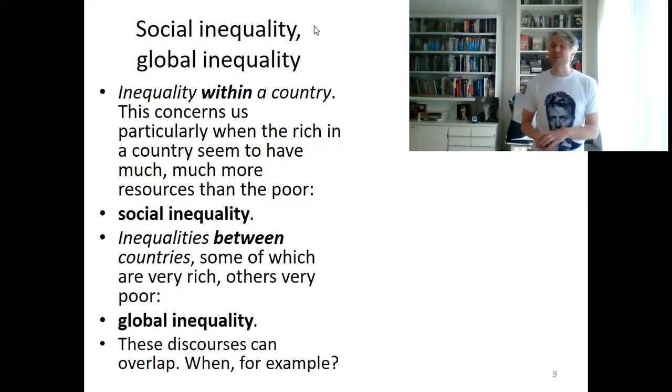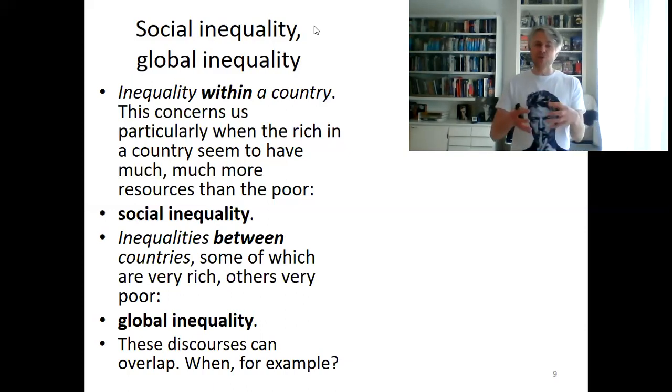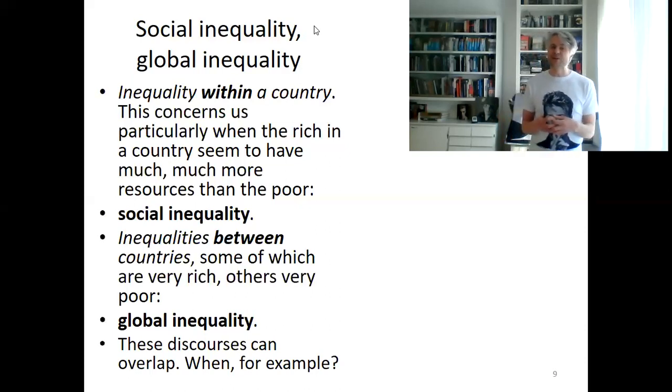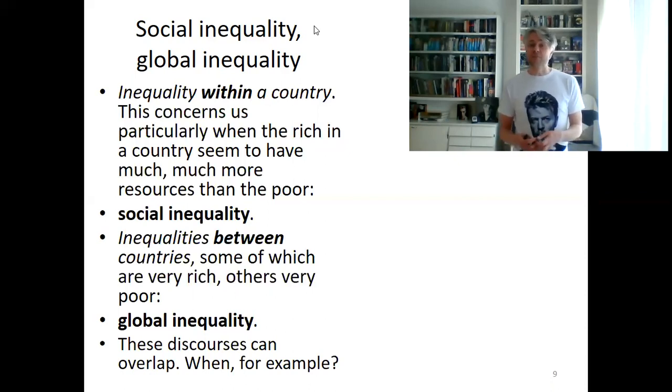I think an interesting question is, when, for example, pause here, can you think of a time when the social inequality within a country is related to global inequalities itself? Can you come up with anything? Did you come up with anything? I immediately thought of one interesting example, migration.